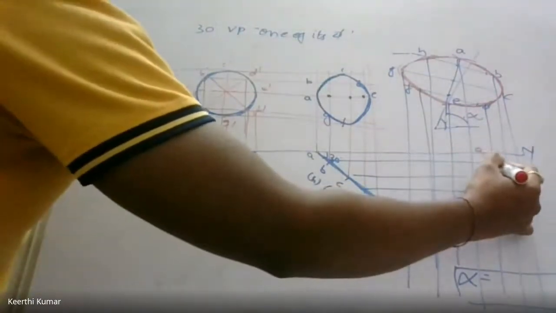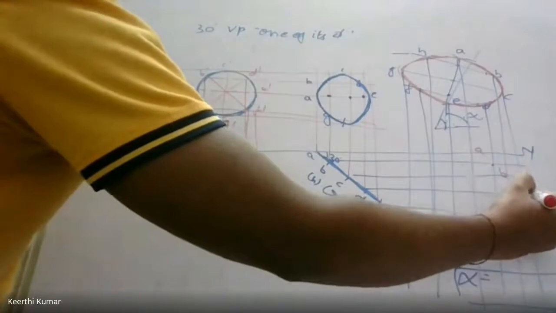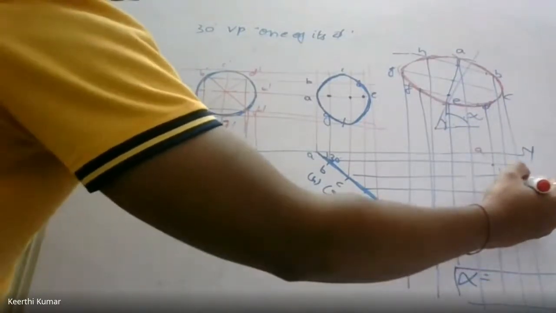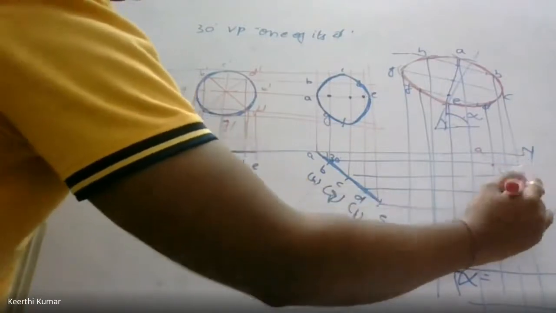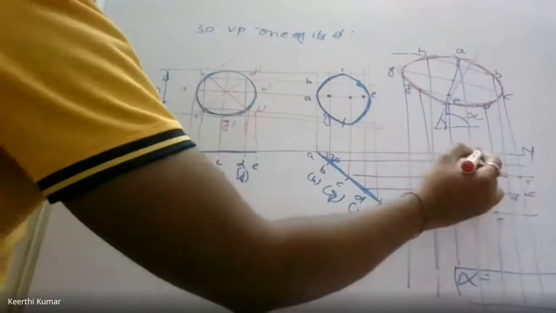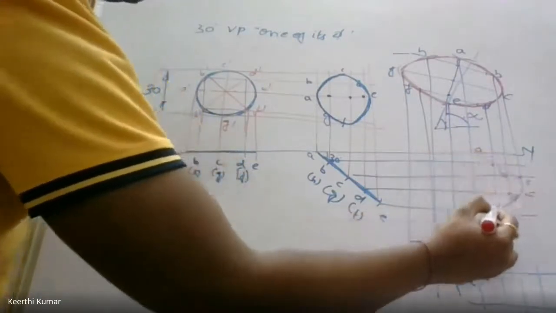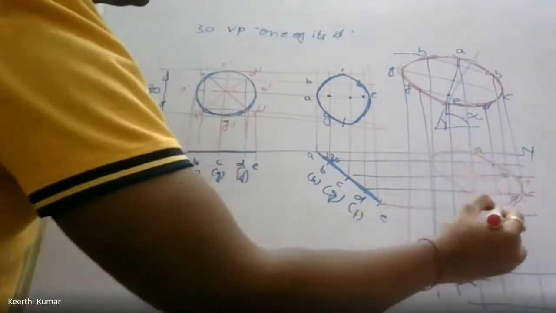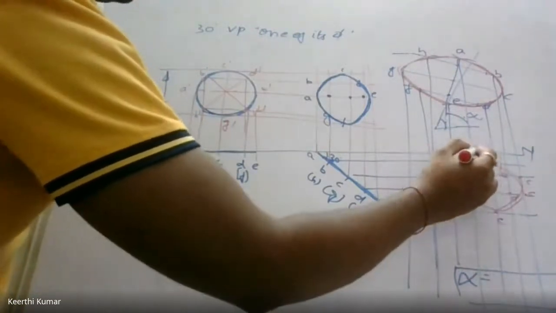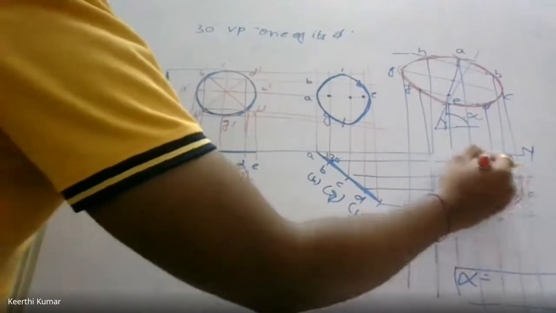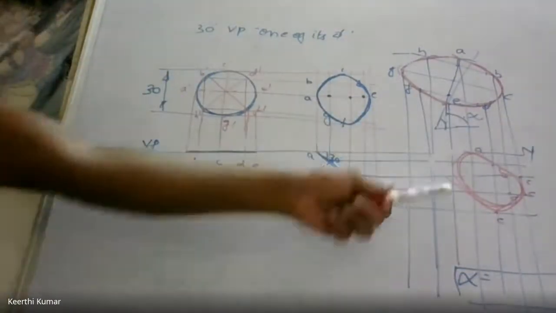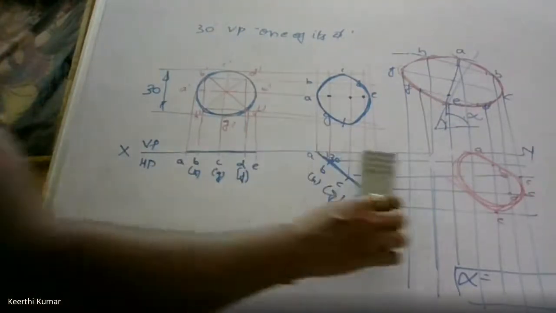A, B, C, D, E. Like that you try to complete so that you'll get an ellipse like this. Somewhere you'll properly get an ellipse in this manner. Check out how we'll get. Okay. You'll definitely get the ellipse like that. You try to find out and draw the ellipse properly.